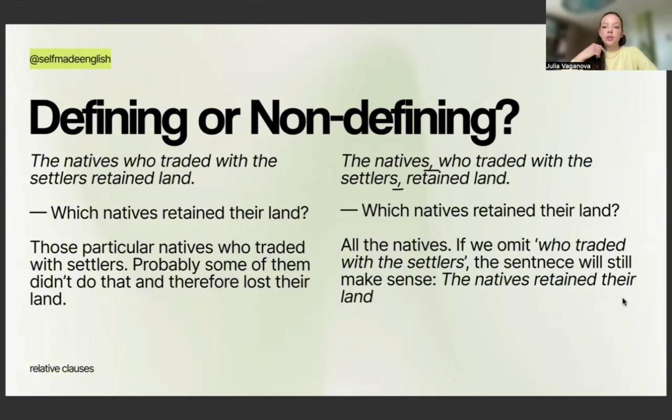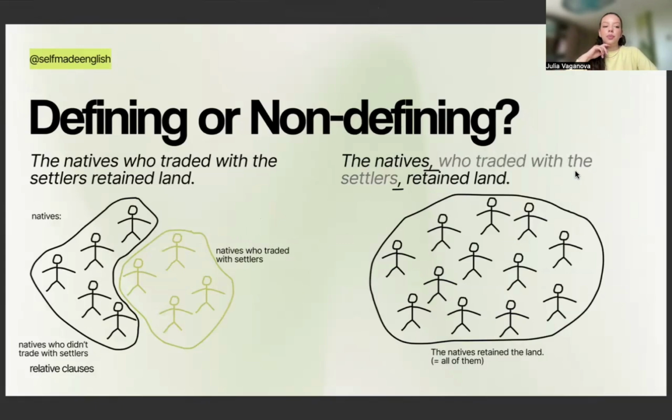But which natives retained the land in the second case? All the natives, because if we omit who traded with the settlers, the sentence will still make sense. The natives retained their land, right? So the scheme that we discussed at the beginning of my presentation.